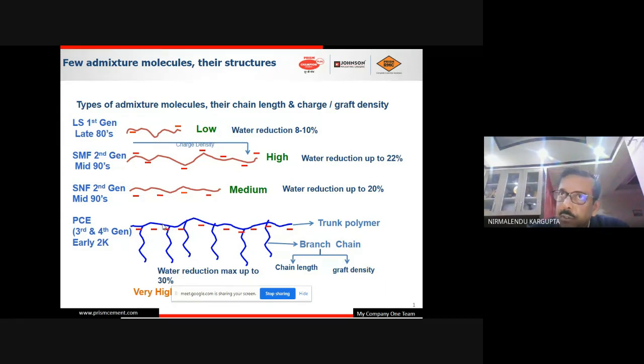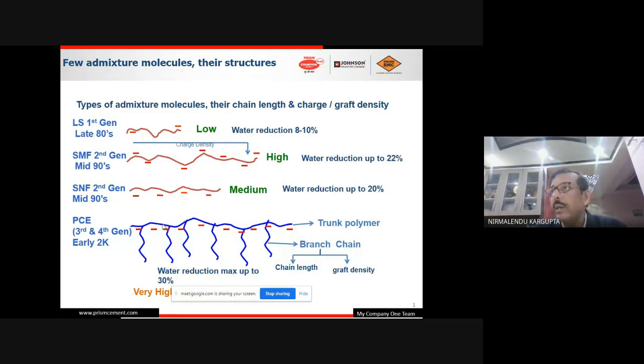If it is a water reducer, then it is a water reducer only. If it is a slump retainer, then it is a slump retainer only. Some hybrid molecules are there, a little bit of both, that is fourth generation. Water reduction is also there, slump retention is also there. That means more and more functionalities are grafted in the main polymer chain.